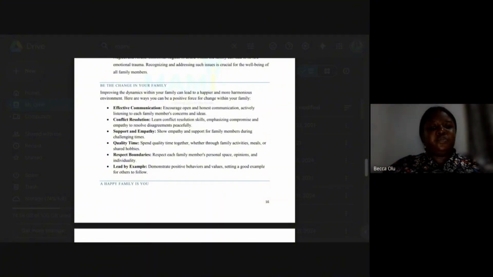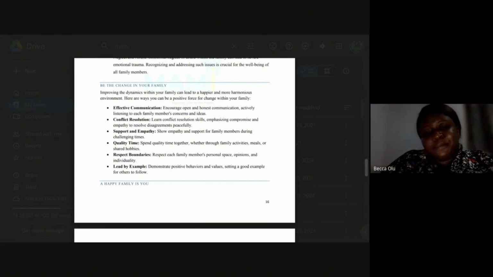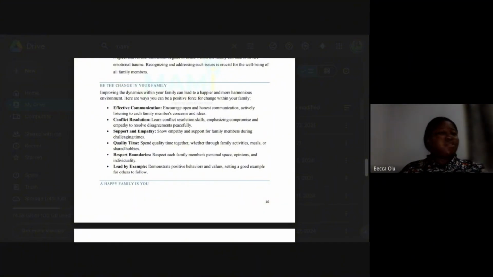The next one is support and empathy. Show empathy and support to family members during challenging times. If your sister is going through something, just because you fought with your sister doesn't mean you should be laughing at her when mommy shouts at her or when she fails an exam. Show empathy, show support for your family, for your mom, for your dad, even if they scold you. When they go through tough times, support them.